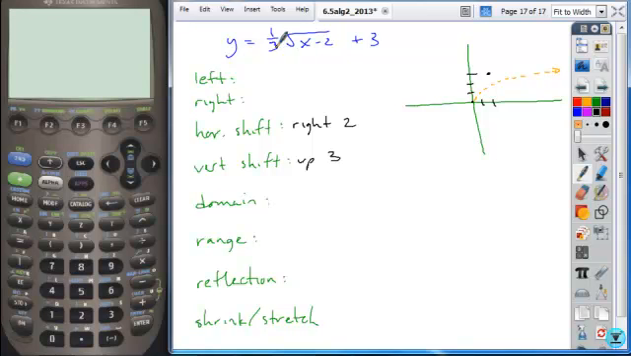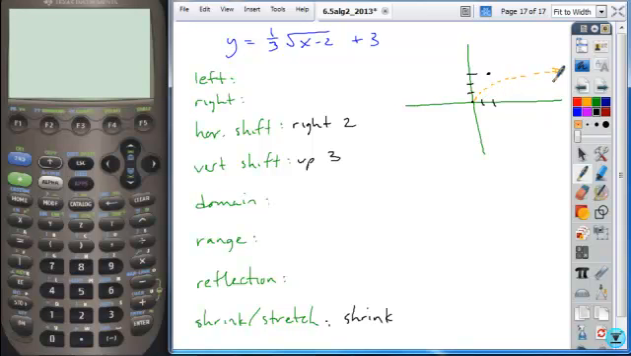And we have this 1/3 in front. Does the 1/3 mean that we're going to shrink it or stretch our graph? Okay, the absolute value of 1/3 is less than 1, so it's going to be a shrink situation. And that just means it's going to be a flatter graph. So it's not going to go up so quickly. It's going to be a much more gradual incline.